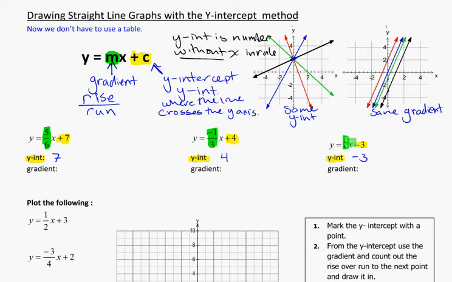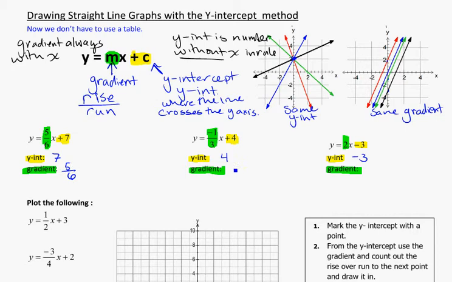I'll just highlight that in for each of these, and put a little note here. So the gradient always goes with x. Okay. So again, with these examples, the gradient on the first one is 5/6.